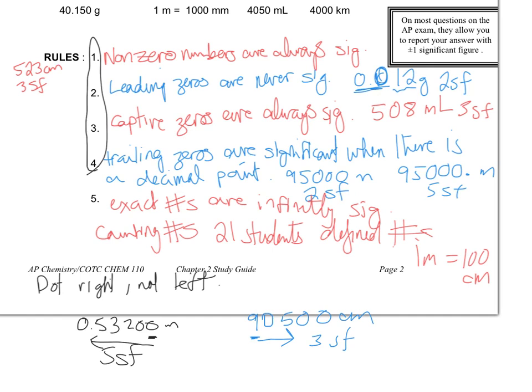So if you don't want to remember all 4 of those rules there, you can just remember the dot right, not left. So let's go back after doing this then to looking at those numbers at the top here and trying to figure out how many sig figs they have. Okay, so we have 40.150 grams. So I'm going to use the dot right, not left rule. So this has a dot in it, so I'm going to start with the right. So that's 0, and I'm going to go to the left until the last non-zero digit. So that goes from the 0 all the way to that 4, and so that is 5 sig figs.